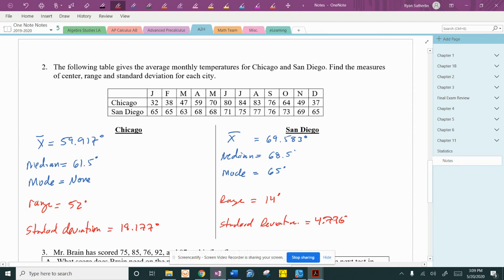We have very cold winters, we have hot summers. Whereas San Diego, it's basically 70 degrees and then it's 5 degrees cooler or 5 degrees warmer all the time. So we use standard deviations to do some comparisons.